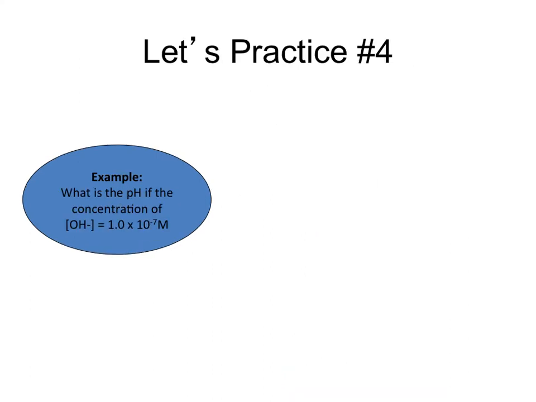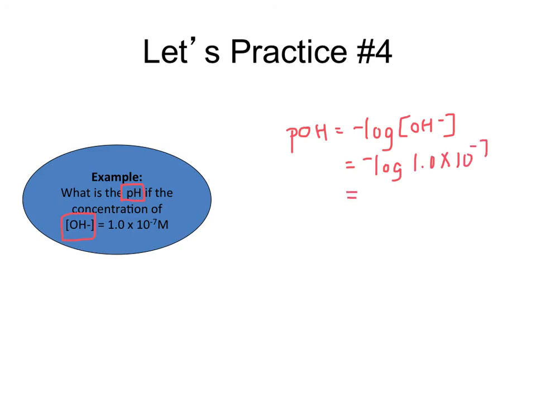In this last example, it says what is the pH if the concentration of the hydroxide ion is 1 times 10 to the negative 7th. We need to be very careful and understand that pH is the power of the hydrogen, and you've been given the hydroxide ion concentration. If we use the equation pOH is equal to the negative log of the hydroxide ion concentration, we can substitute in the numbers. You will find out that the answer comes out to 7.00.